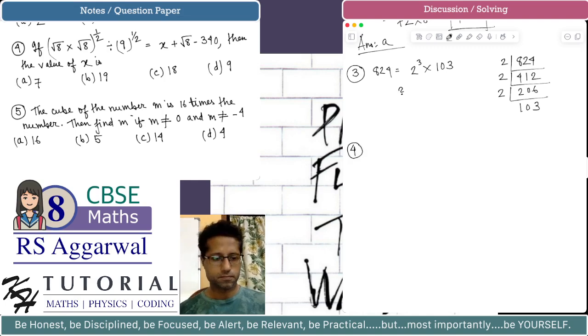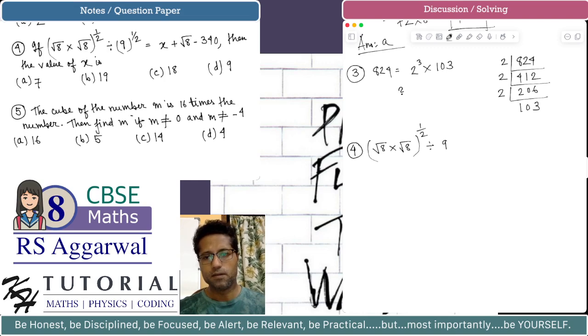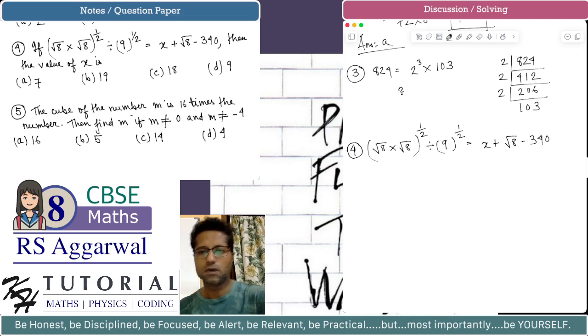Question number 4. So an equation is given and there is an unknown x and it is asking to find the value of x. Okay. So what is given? Square root of 8 multiplied by square root of 8, this whole raised to the power half, divided by 9 raised to the power half, is equal to x plus square root of 8 minus 340. Okay. So this implies, what is the left hand side? We have to simplify the left hand side.